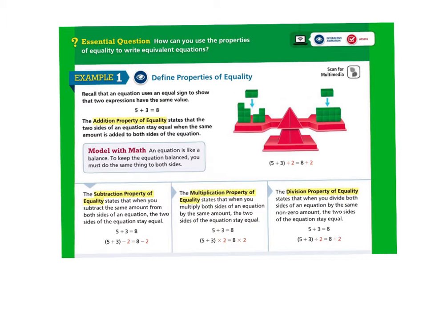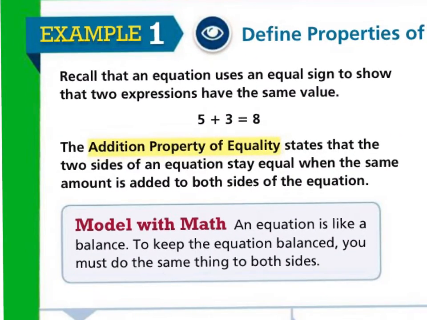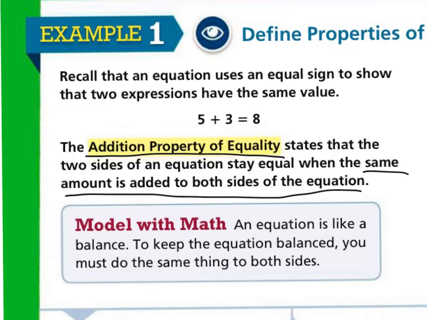So example 1 talks about, we've got 3 plus 5 equals 8. The equal sign shows that these have the same value. The addition property of equality says that when the same amount is added to both sides of the equation, it will stay equal. So the two sides of an equation stay equal when the same amount is added to both sides.